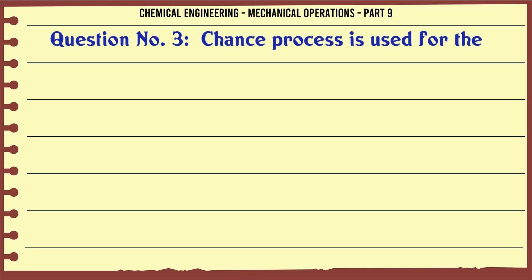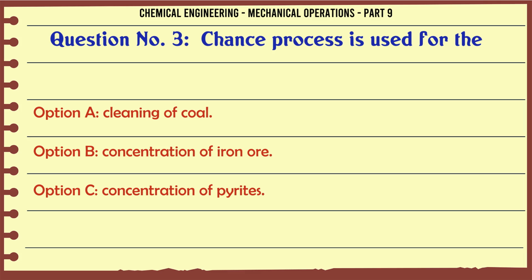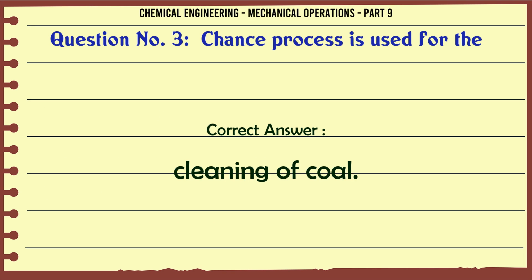Chance's process is used for the A. Cleaning of coal, B. Concentration of iron ore, C. Concentration of pyrites, D. Water treatment. The correct answer is cleaning of coal.